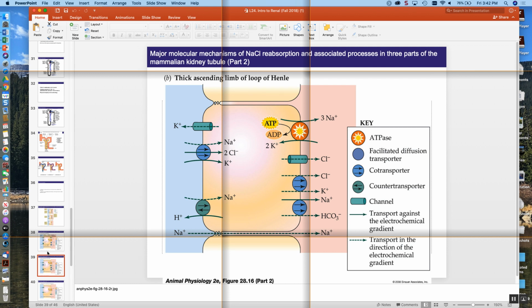Okay? Do you want me to write that out? I see some like, how does that work? Okay, so if you have the loop of Henle here, and the distal tubule, and then you have a common collecting duct.